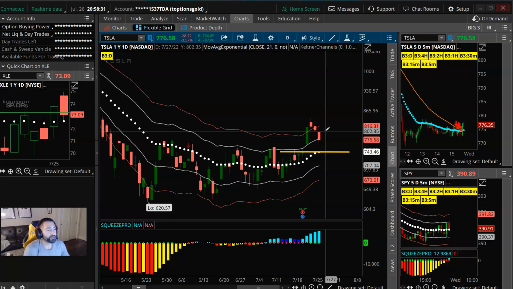But for now, we got the dip to the daily 21. That is step 1. For all these nice bullish trades to set up, step 2, give us some buy signals. Step 3, give us some lower time frame squeezes, and then we get busy.